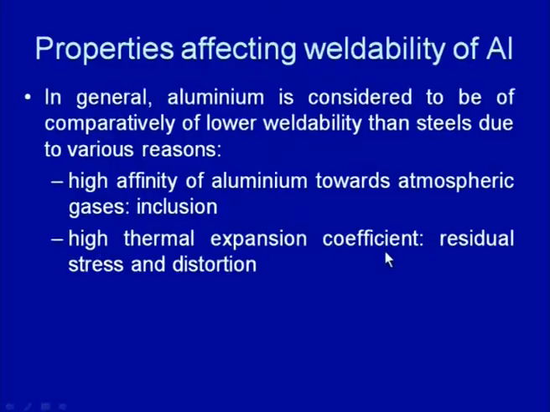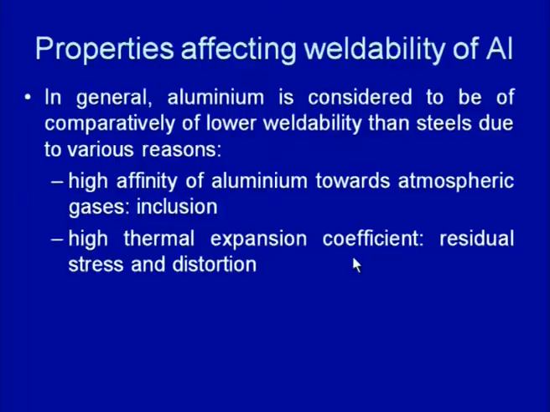High thermal expansion coefficient. The thermal expansion coefficient of aluminum is higher than that of steel, and because of this it is subjected to greater expansion and contraction during welding. Increased expansion and contraction during welding leads to greater development of residual stresses, and because of this there is an increased tendency of distortion and cracking of the aluminum weld joint, especially from the heat affected zone and the partial melting zone, and from the heat from the weld zone.